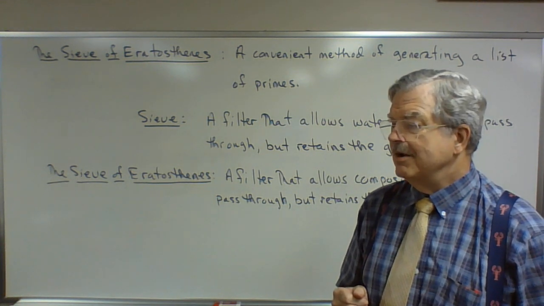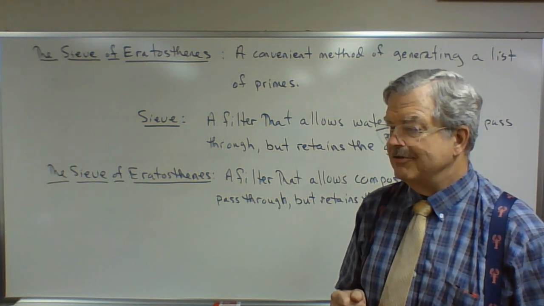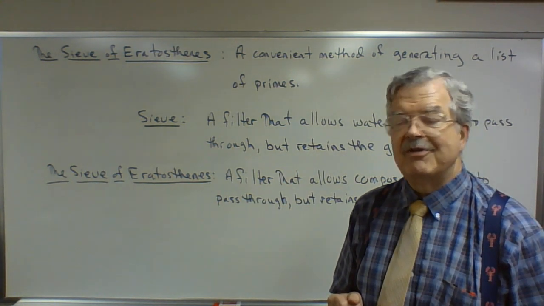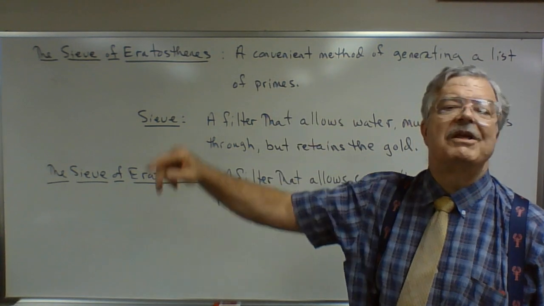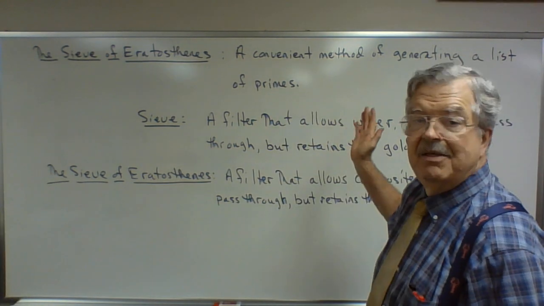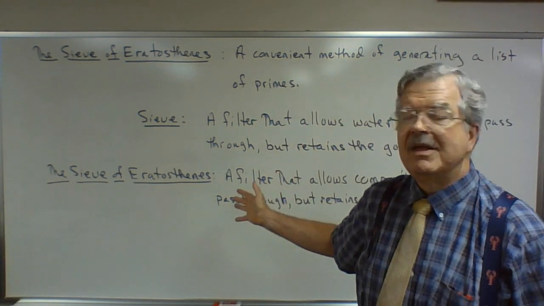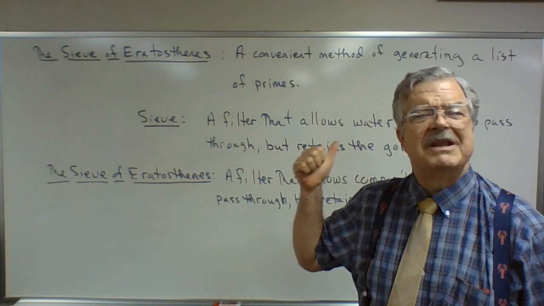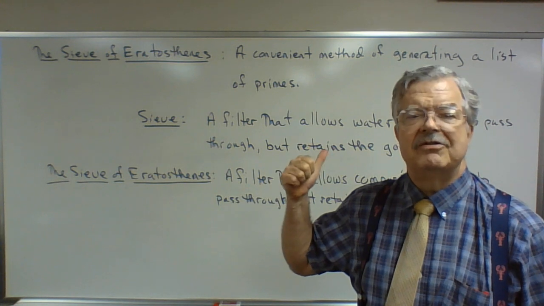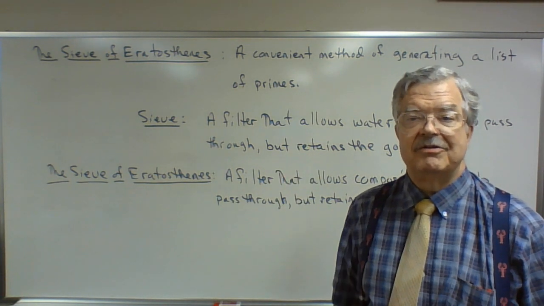If we had to write a computer program from scratch to generate a list of primes from 2 to 10 to the 20th power or whatever, this would be the way to go. And it would probably not be that difficult to write a program that did exactly what this algorithm shows us to do.